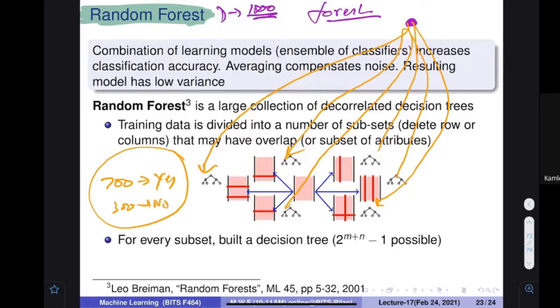Can you tell me? 1,000 trees I have created. Out of them, 700 are telling yes, 300 are telling no. What is the classification? Sanidhya?